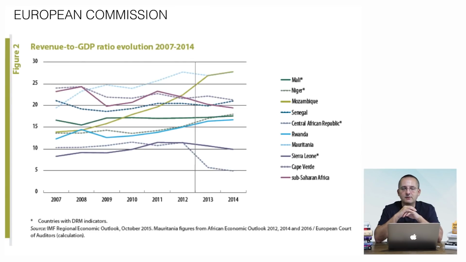This chart coming from the European Commission shows a particular variable. It doesn't really matter what it is, the revenue to GDP ratio, and so on, country by country. Each one of these lines represents one country in Africa. So we have the variation of this variable in each country, year by year, from 2007 to 2014. And then we also have the average of all these countries, which is this dark pink or purple line down here that says Sub-Saharan Africa. That's the average value of all these countries.